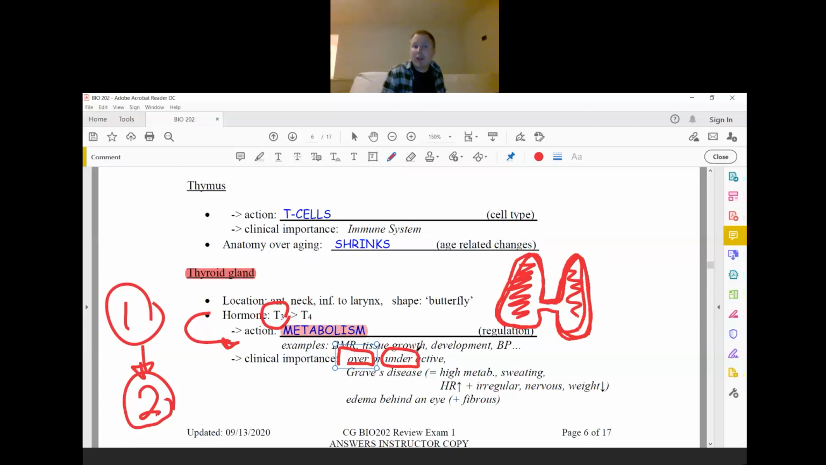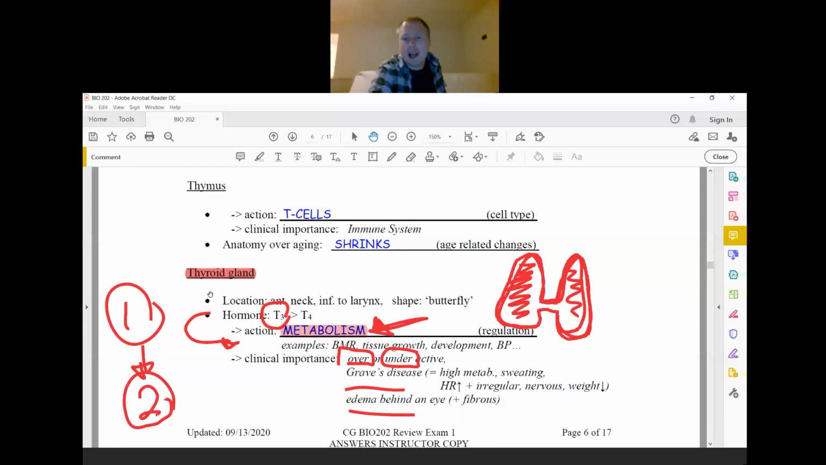So I think that is all you need to know about the thyroid gland. Remember, it's all to do with the metabolism. That's the important take-home message there. There are some clinical cases, Graves' disease, having an edema behind the eye, and so on. If you're interested in those, you're going to love it when you get to the pathophysiology courses. You're going to enjoy that. But on this level, we're not really going to dive into that.